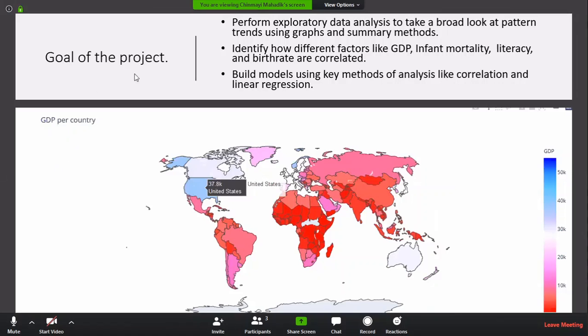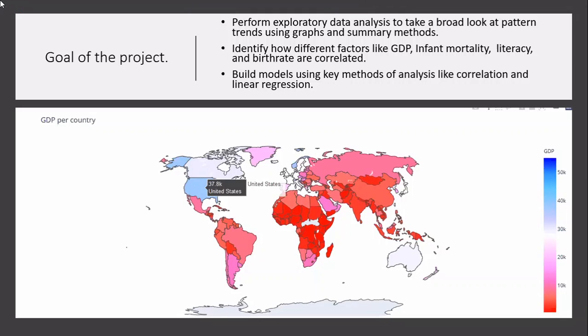So here are the goals of our project. The first goal of our project was to perform exploratory data analysis. EDA basically gives a broad look at the patterns and the trends of the different factors in our data set. Plotting different interactive graphs and drawing summary reports gave us a better understanding of each factor. The next step was to identify correlation between different factors.